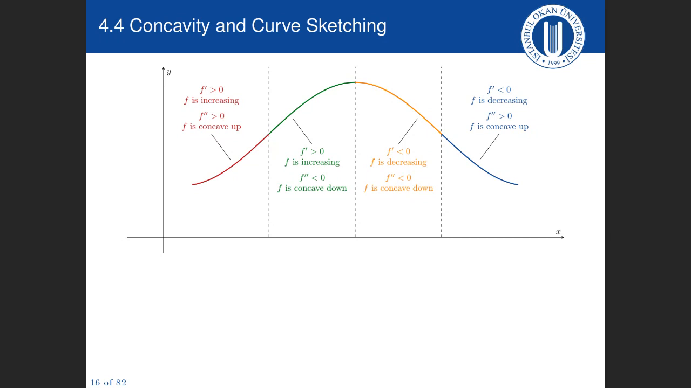Why is that? It's because on the red part of the function, the second derivative is positive, whereas on the green part of the function, the second derivative is negative. When we have a graph which curves up like this, we say that the graph is concave up. When the graph curves down, like the green part of the function, we say it's concave down.